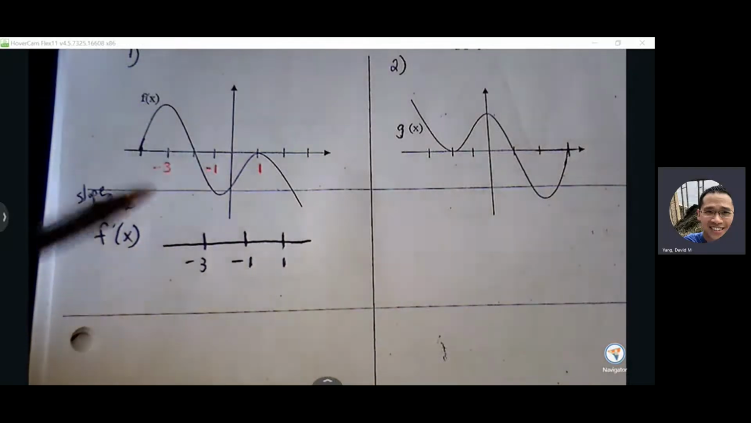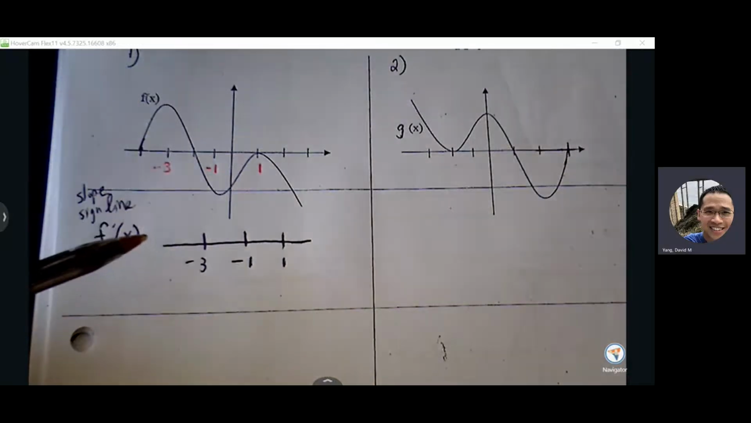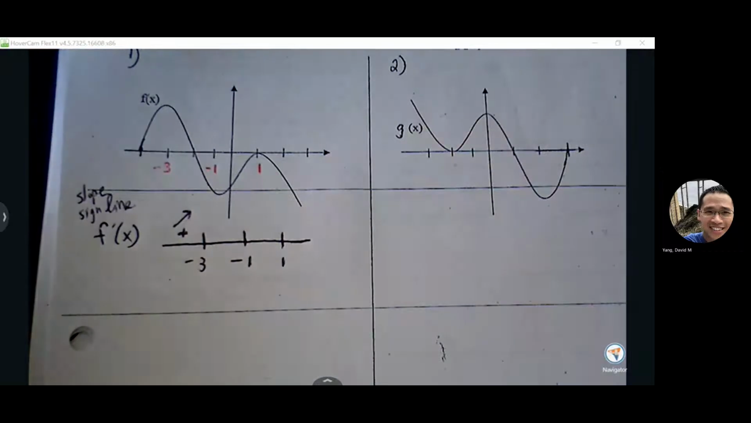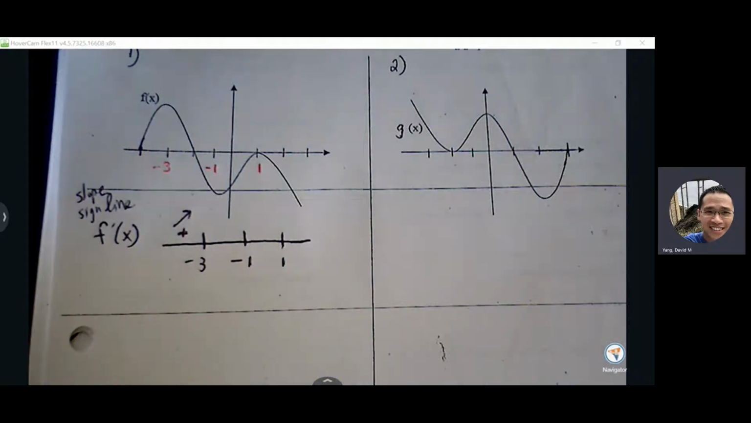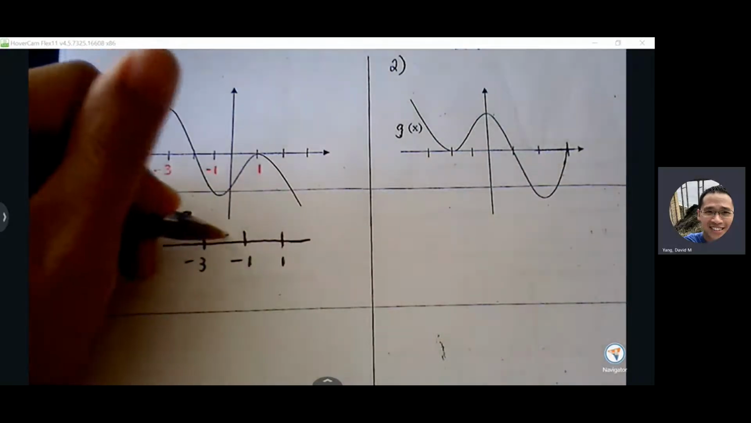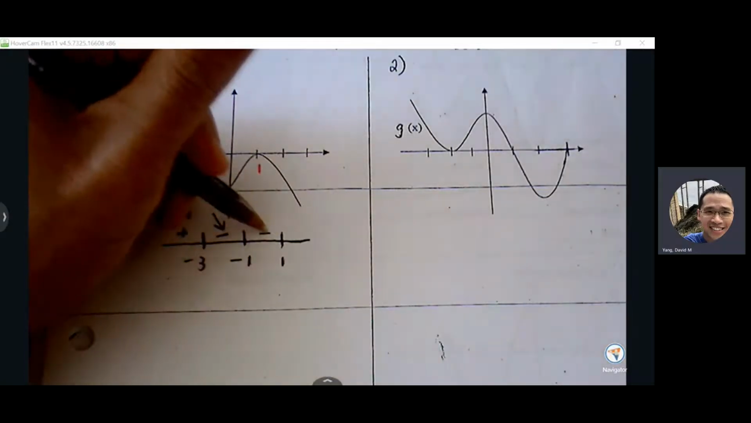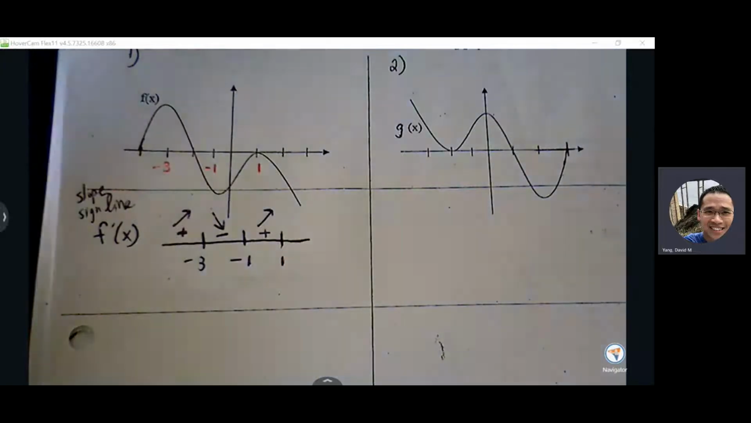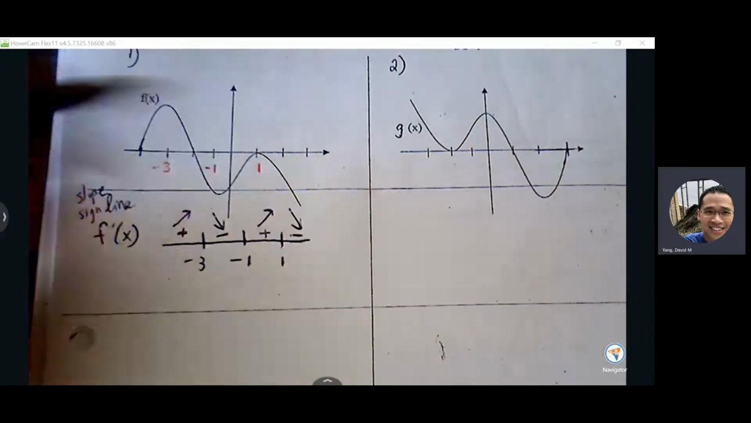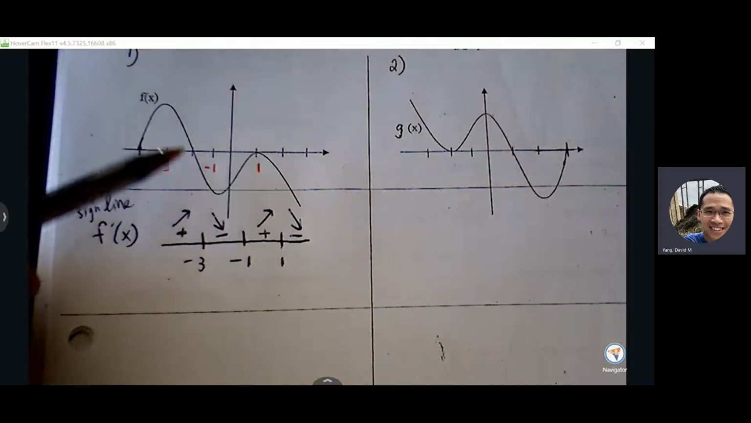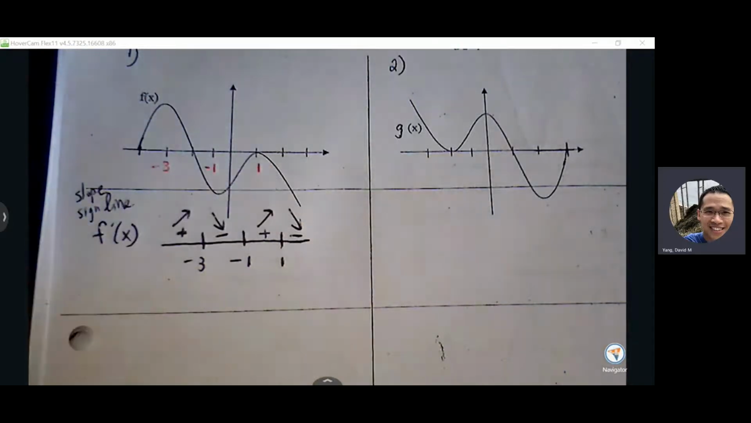Now let's talk about the slope. What slope do you see to the left of -3? Positive slope. So we'll say positive slope here. Between -3 and -1, negative slope. Between -1 and 1, positive slope. And then to the right of 1, negative slope. So you see how the arrows are going to match the behavior and movement of your original graph.